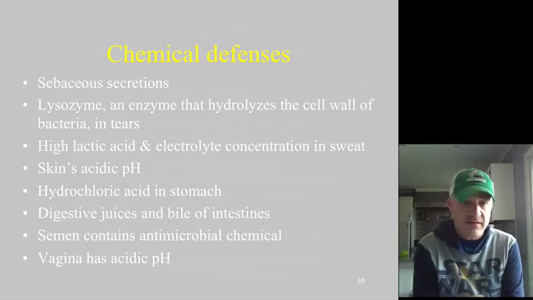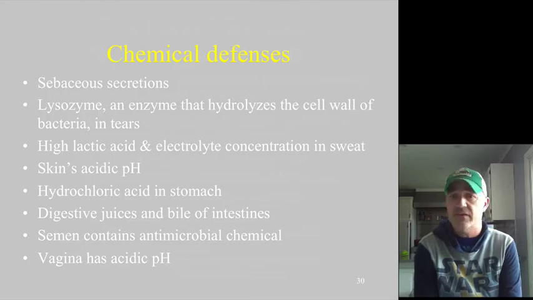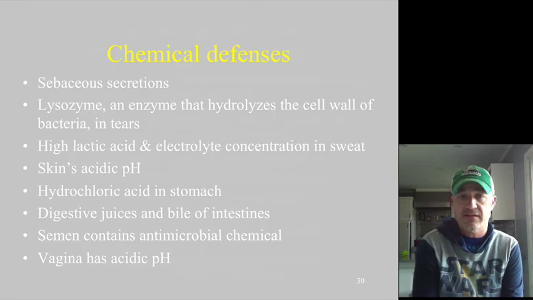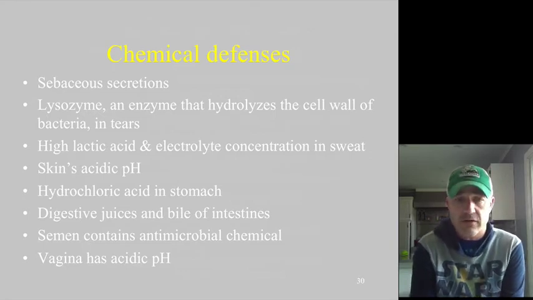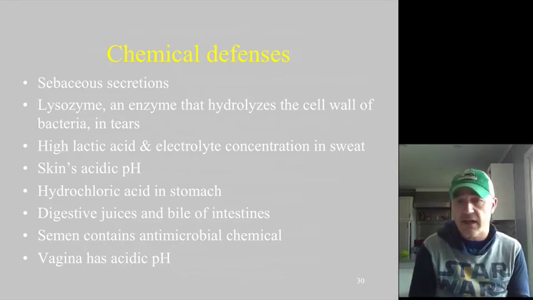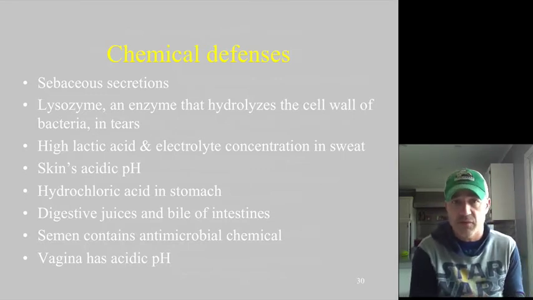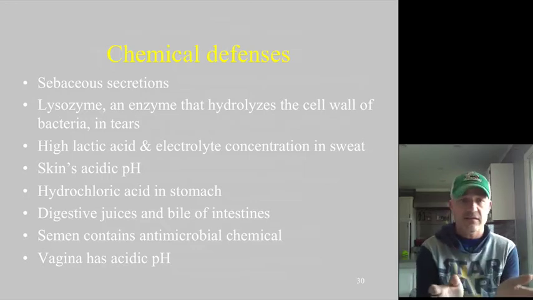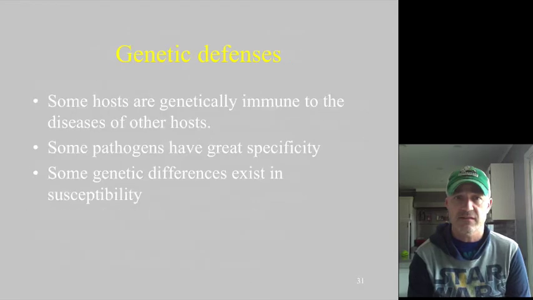Other things here, things in our digestive juices, the enzymes, bile, for example, that's released from the liver and into the intestines. All these things are also antimicrobial. Semen has antimicrobial substances. Like I said, the vagina already has acidic pH as the example of the normal microbiota. These are all things, again, not any of these are being made as an active defense against anything, but these are all barriers that are always present in the body. So again, part of those first line defenses.